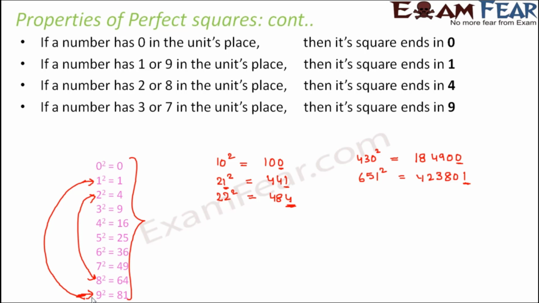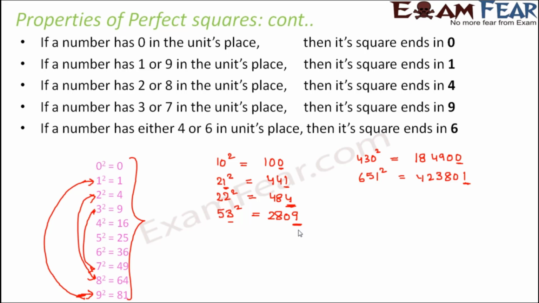If a number has 3 or 7 in its units place, then the square would end in 9, like 53 square. The value of 53 square is 2809. So you see, since the number ends in 3, therefore its square ends in 9.